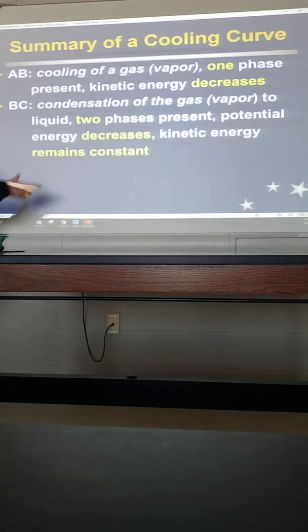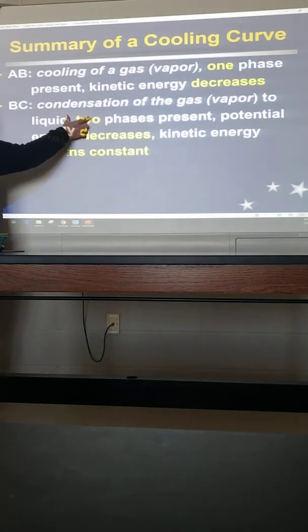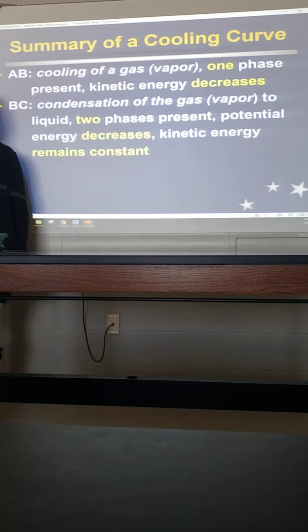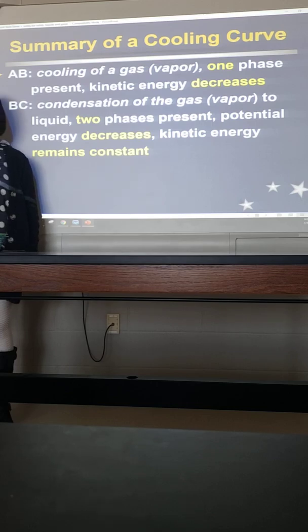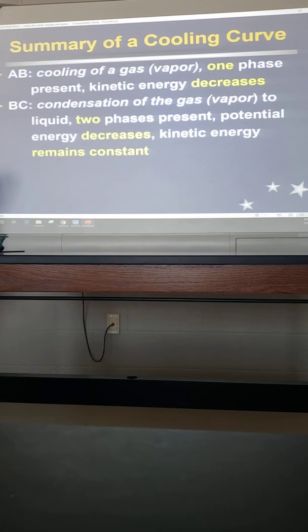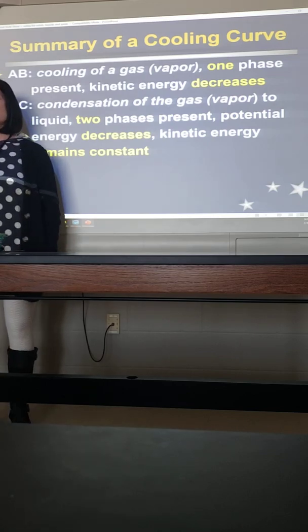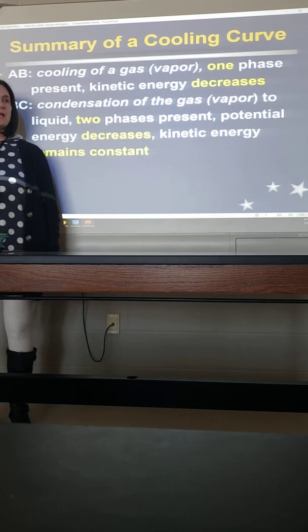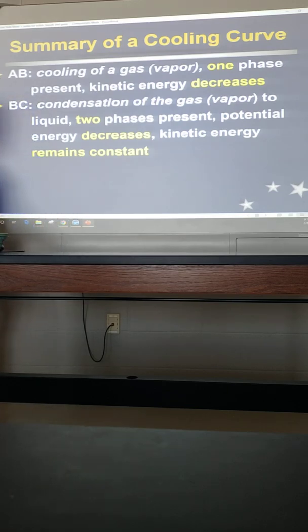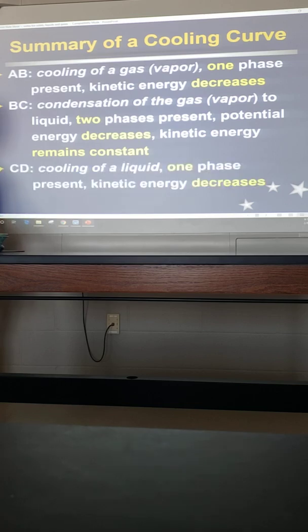When you go to BC, it's kind of like that horizontal plateau area. This is the condensation of the gas going to a liquid. There are two phases that are present, because you're dealing with a gas that is changing into a liquid. So you have some gas and you have some liquid still. Two phases, that's that plateau area, that flat line, where potential energy is changing, but kinetic is staying the same, and we know that because the temperature is staying the same. So kinetic energy is constant because the temperature is constant.